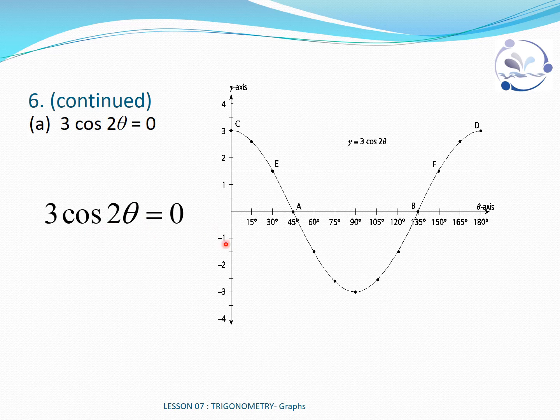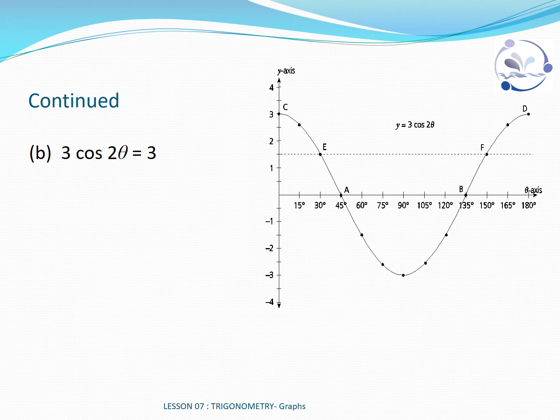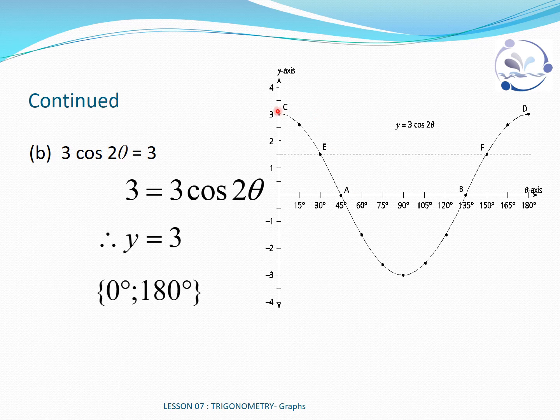All right. So you would see that y is equal to 0 here, at 45 and 135 degrees. Okay, so that's the reading from the graph. So it will be at A and B. And the second one, where it is equal to 3. So if we look at this point, there's a 3, and there is a 3 as well. So it will be what? C and D.